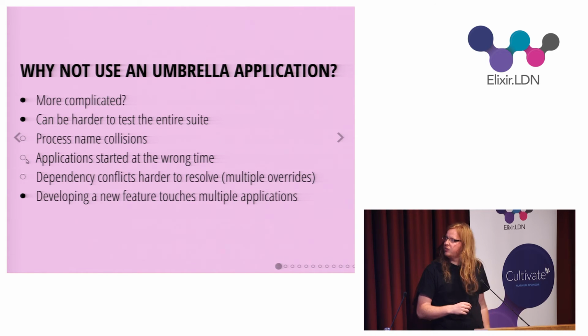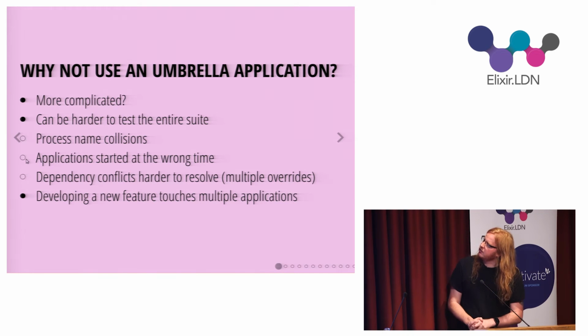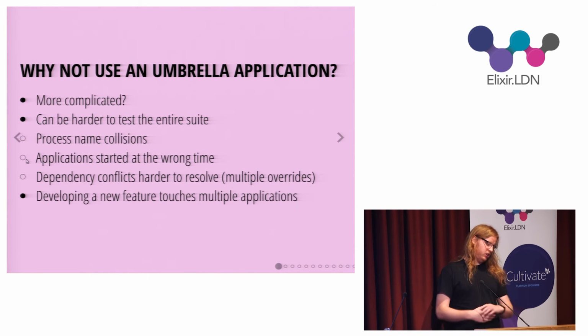There are some potential downsides. It's arguably more complicated. You can't see at a glance where to go for the code. If you've only got an HTTP request, then you have to go into the web part and find the route in the router, then find the controller that matches it, and then see it's using this application and go over there. So it can be a little bit more tricky to find things. And it can be harder to test the entire test suite as well.